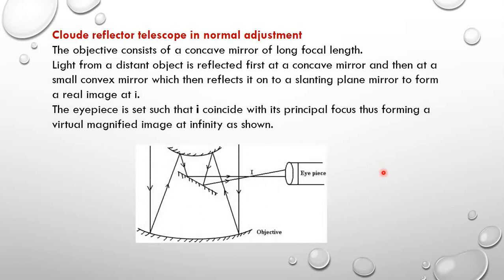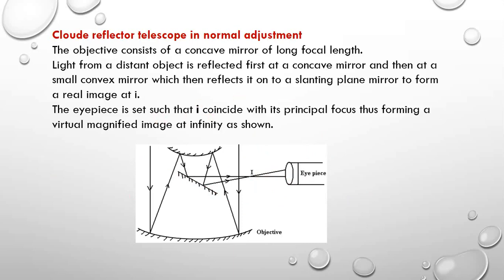Let's see the ray diagram here. Light rays from infinity fall onto the objective, which is a concave mirror, then onto a convex mirror, then onto a plane mirror, a slanting plane mirror, and then the final image is real, and it is formed at a certain point I, situated at the principal focus of this eyepiece. So this is the ray diagram for the Cassegrain reflector telescope in normal adjustment.